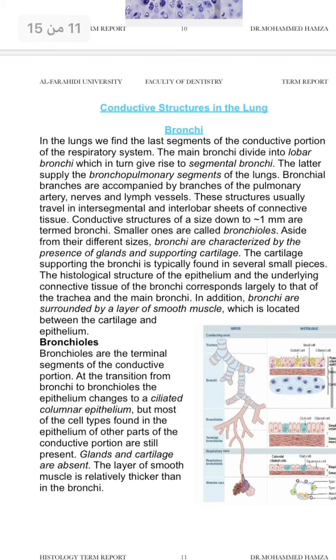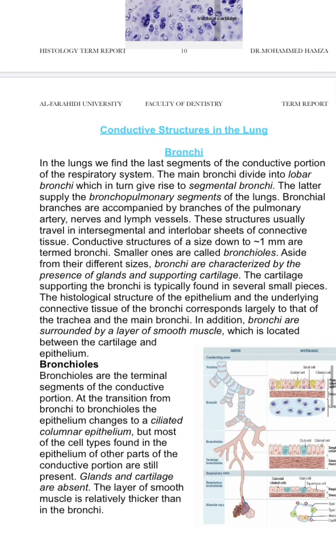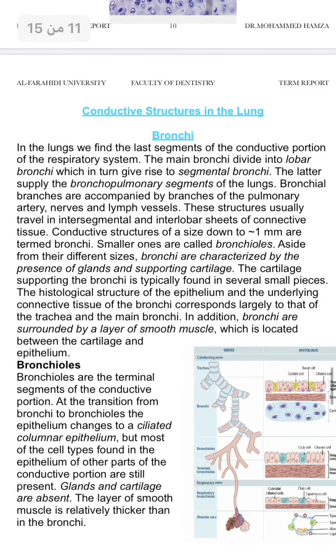Now we move into the conductive structures in the lung. We have the bronchi. In the lungs, we find the last segment of the conductive portion of the respiratory system, which is the main bronchi, divided into lobar bronchi, which in turn give rise to the segmental bronchi.